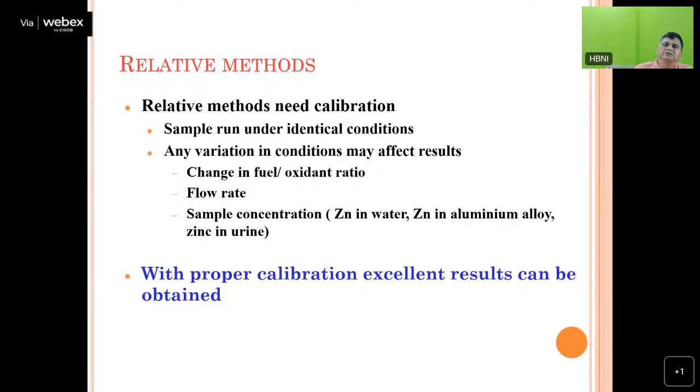What are the conditions there? We should not change the fuel or oxidant ratios. The flow rate by which the sample is introduced into the nebulizer also should not be changed. And the sample concentration: if you are determining the concentration in the ppb range, you cannot take the standard in the ppm range. Your standard also should be in the ppb range only. That's why proper calibration gives excellent results. So that's how they are termed relative methods, and then we'll slowly see what those relative methods are.